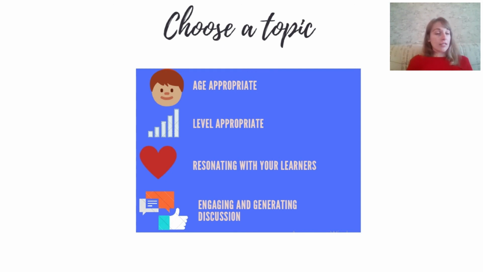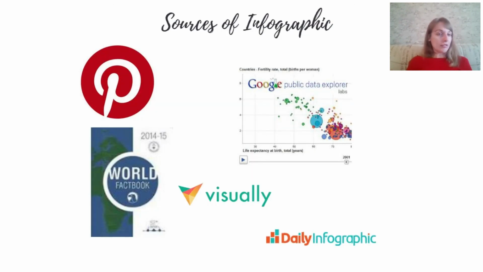So basically, here are some sources of infographics which you can find online. Pinterest is one of the most common ones. World Factbook is the source created by the Central Intelligence Agency, CIA, and they know a lot of facts about different countries, surprisingly. Sometimes they could be really interesting to look at. My learners are really interested in that, and this is one of the most widely used sources. Google Public Data Explorer is also another one, which I regularly use as a teacher.